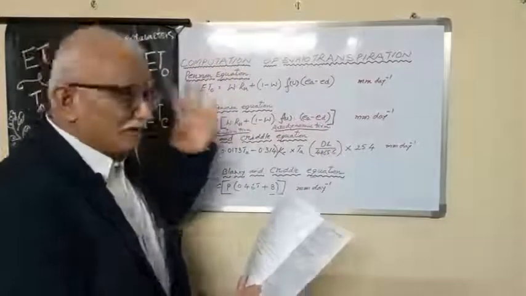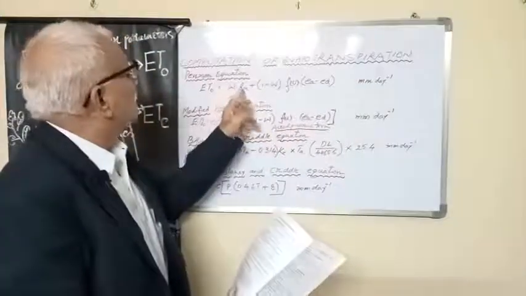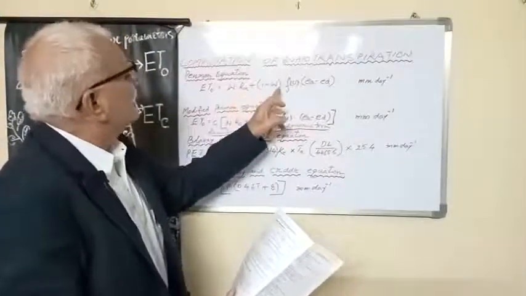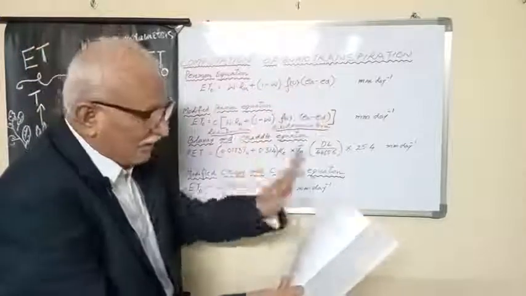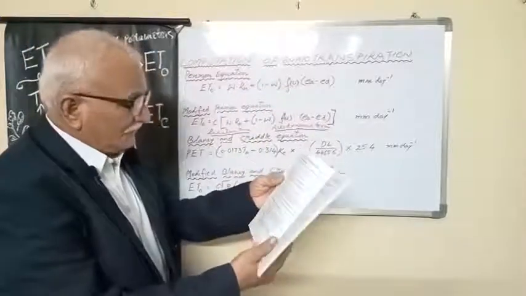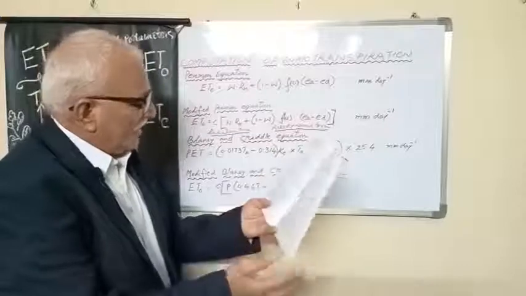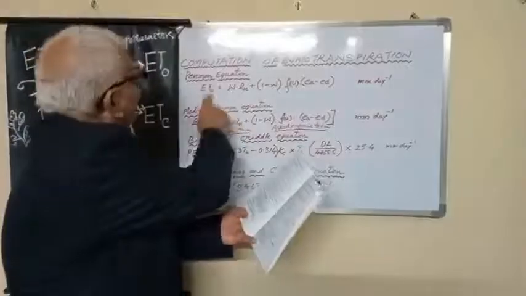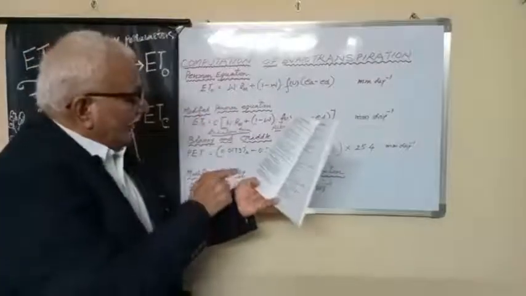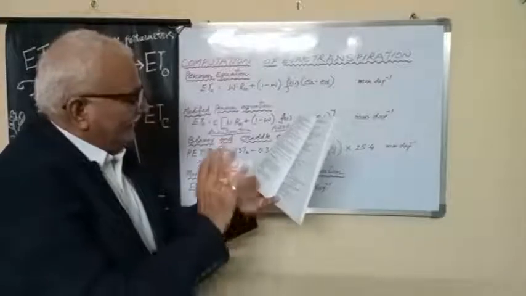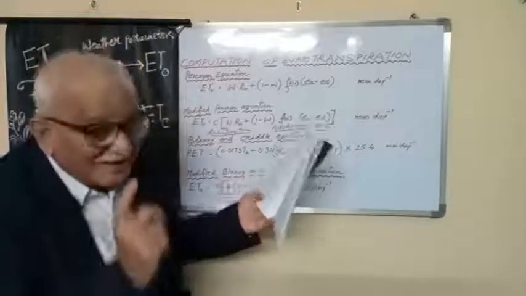Now ETo, the reference crop evapotranspiration, is equal to W·Rn + (1 − W)·f(u)·(ea − ed), a function of aerodynamic terms. What are these terms? Now in the Penman equation, ETo is the reference crop evapotranspiration. W is a temperature and elevation related weighting factor for the effect of radiation.